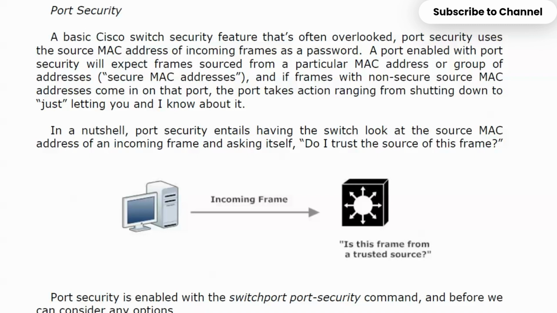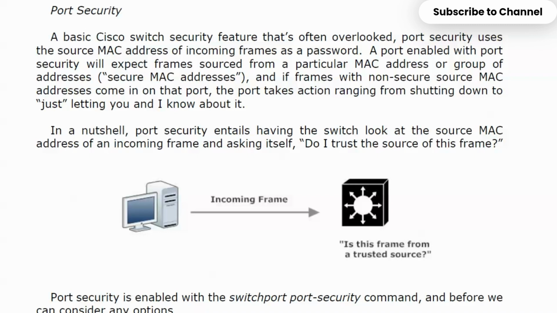What we're going to have is a table of secure MAC addresses. It could just have one secure MAC address in it. It's on a per-port level, so one port will have some secure MAC addresses, another port may have others. And if frames with non-secure source MAC addresses come in on that port, the port takes action ranging from shutting down entirely to just letting you and I know about it.